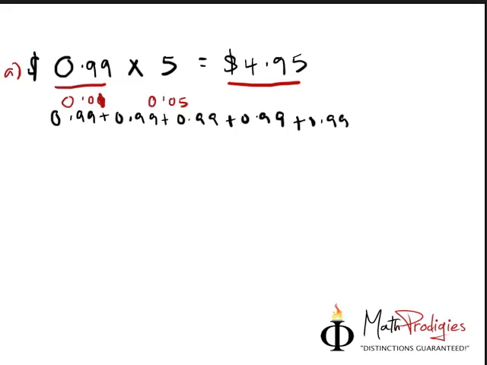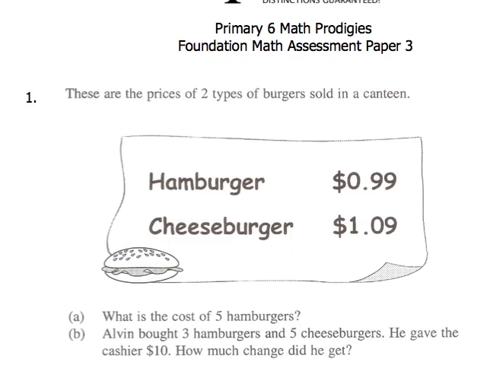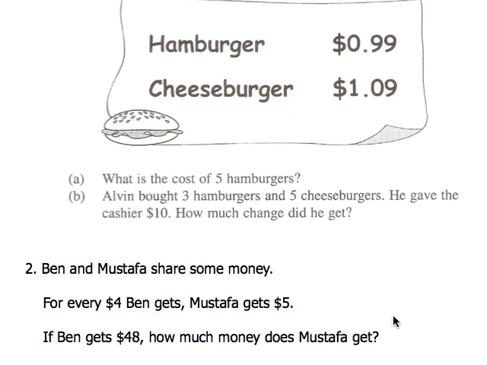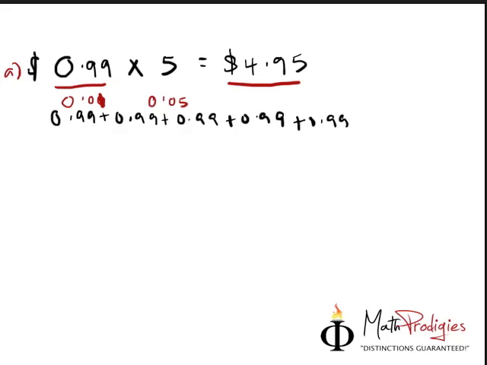And for part B, let's take a look. Part B, the question is asking you, Alvin bought 3 hamburgers and 5 cheeseburgers. He gave the cashier $10. How much change did he get? So don't confuse that. 3 hamburgers is actually equal to 3 times 0.99. Again, we use the same logic just now. That means we have minus 3 cents. So 3 times $1 gives you $3, minus 3 cents gives you $2.97.